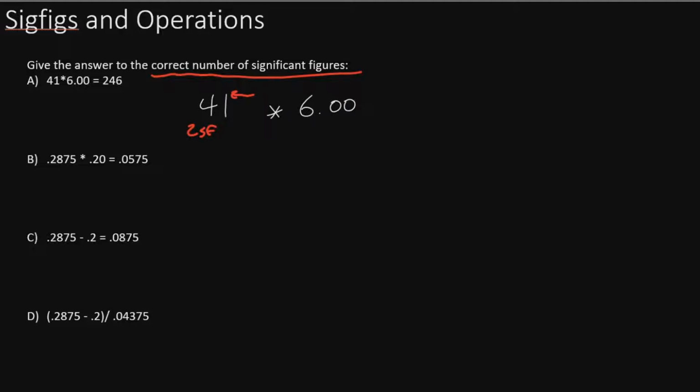Now, since this does have decimal places, we come in from the other side and go left to right. The first number we hit is a non-zero, therefore the 6 and the zeros that come after it are significant. So the 6 and both zeros are significant figures, and we'll say that's actually three significant figures, even though at first sight you might think it's only one. Now, when we multiply them together, we get 246, but we must round this to the lower number of significant figures.